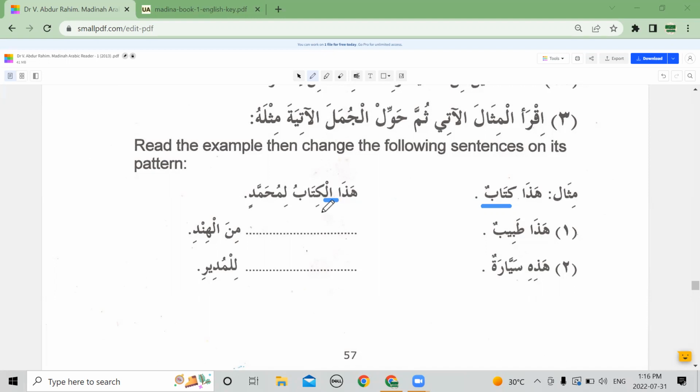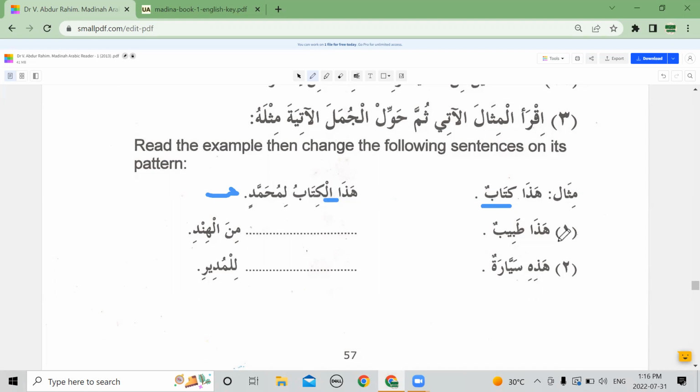هذا الكتاب للمدير. This one, it says, so here, we're here. هذا الكتاب لمحمد, right? Over here. Sentence. Oh, so this was the example. Misal means example. So هذا كتاب means this is a book. And here we change it to هذا الكتاب لمحمد. This book belongs to Muhammad.